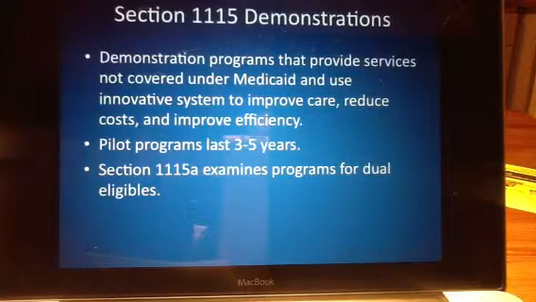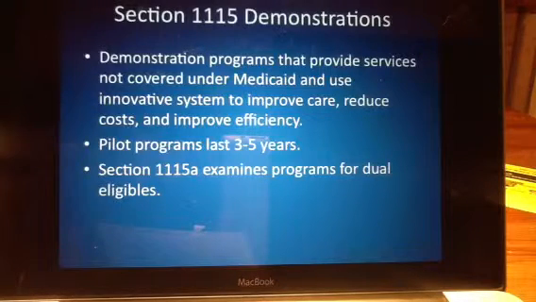Medicaid authorizes a number of waivers that waive certain requirements for states to provide certain services and specific populations using that service. There are two waivers that states utilize when providing community-based services: demonstration waivers and home and community-based service waivers. The Section 1115 demonstration's purpose is to provide services not provided under Medicaid and using innovative delivery systems that will improve care, reduce costs, and improve efficiency.